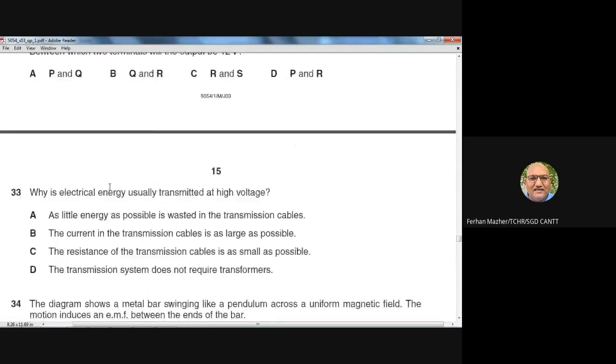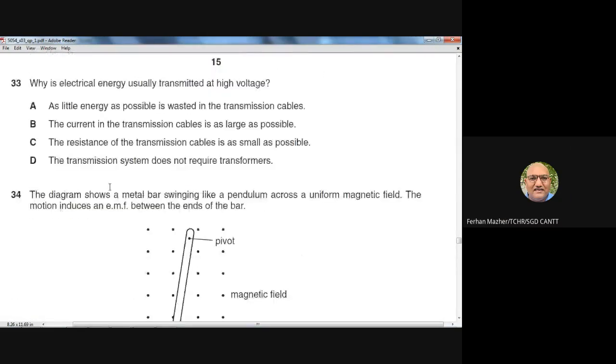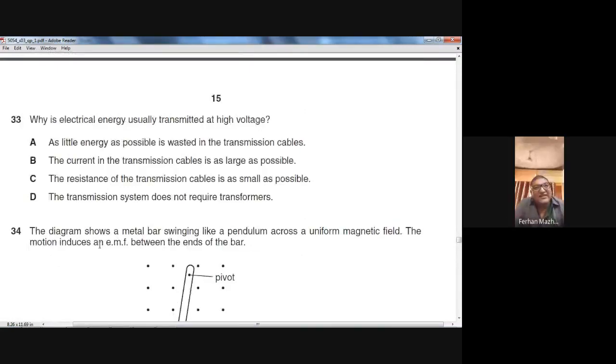C is the choice. Okay, the next question is showing on the screen. Why is electric energy usually transmitted at high voltage? A very, very famous question on O-level physics. Because when you increase the voltage, the current reduces, and this reduces the power loss or energy loss in the transmission lines. So A is the choice. As little energy as possible is wasted in the transmission line. A is the right answer, sir.